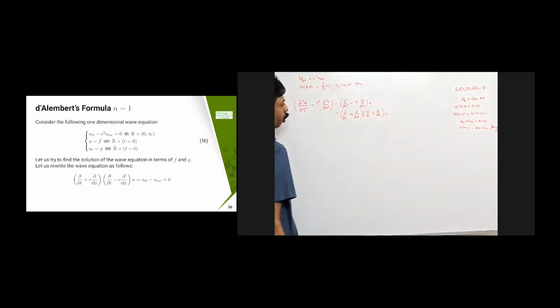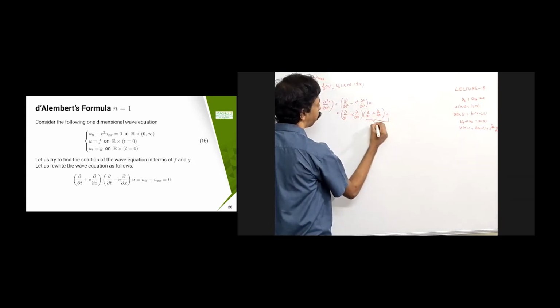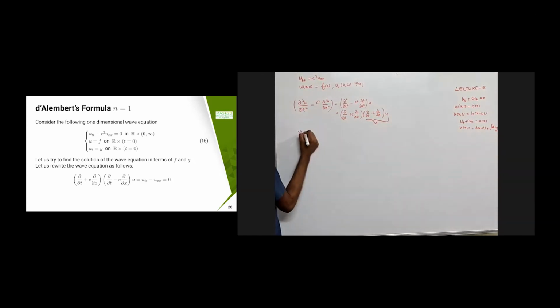Now I am going to call this one v. So what is my v? v is nothing but dou u by dou t minus c into dou u by dou x. This is my first problem. Next, if I apply the other factor, I get 0 equal to dou v by dou t plus c into dou v by dou x. This is my second problem. I can split it into two problems.